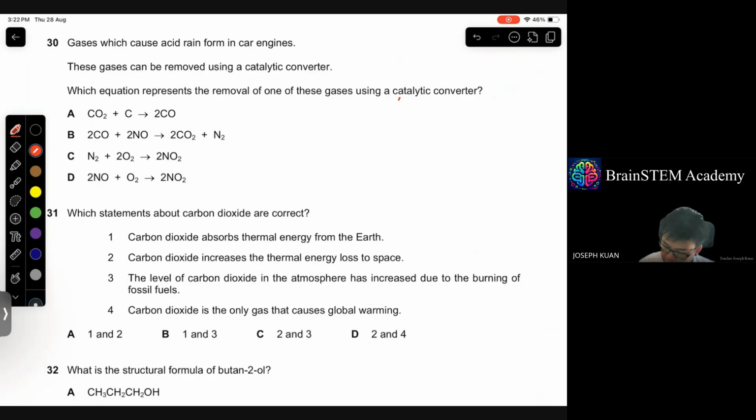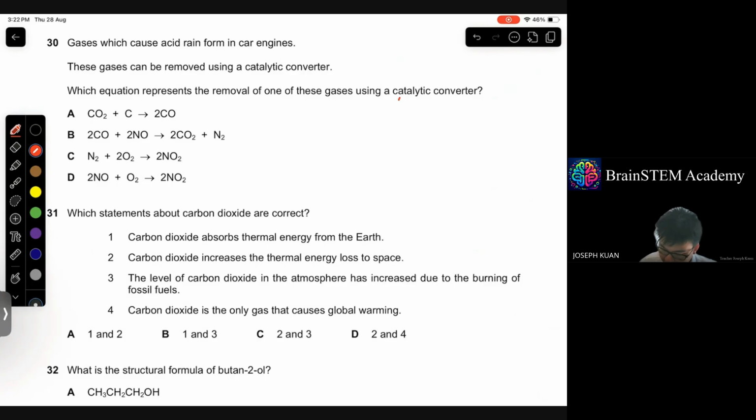34. Petroleum can be separated into useful fractions by fractional distillation. Which row shows a correct use of the named fraction? Now, bitumen is used to make roads. Naphtha is a chemical feedstock. It's used to make other chemicals. Kerosene is used in jet fuel. That's correct. Refinery gas is for home heating and also cooking. So the answer is C.